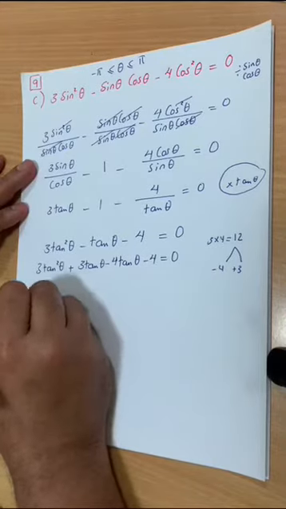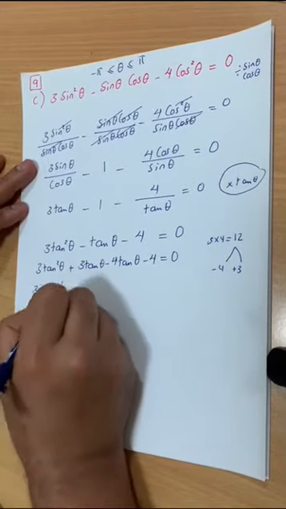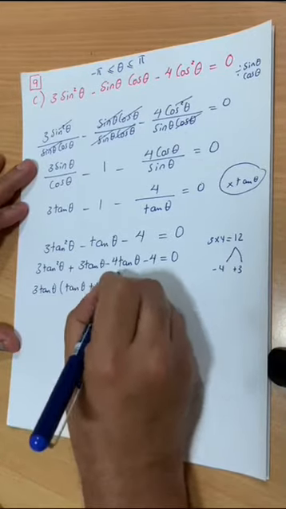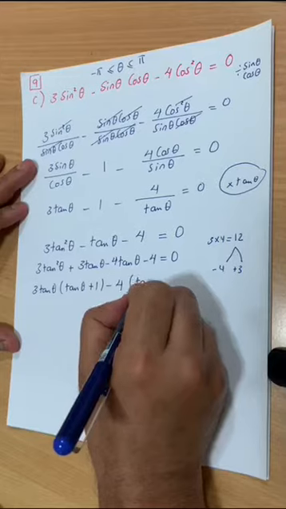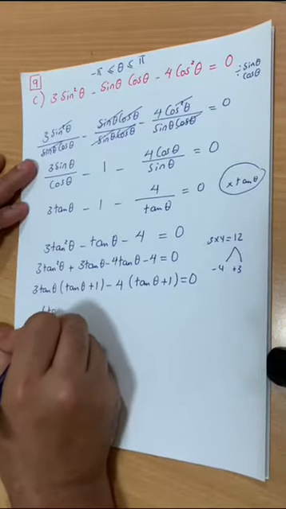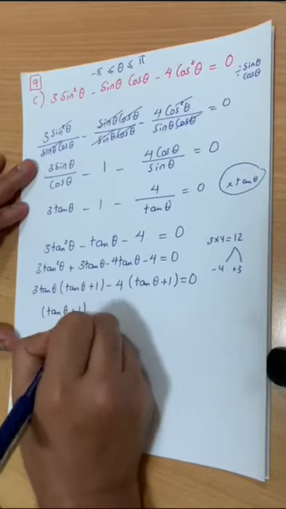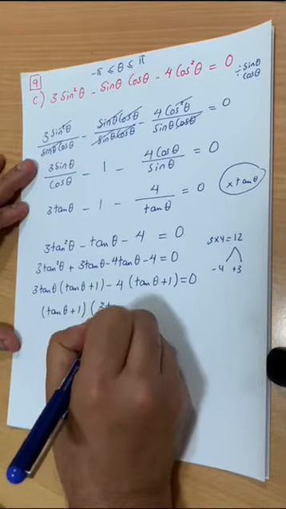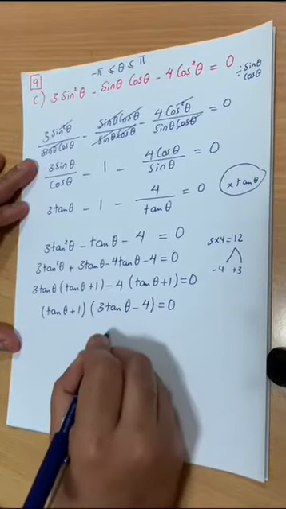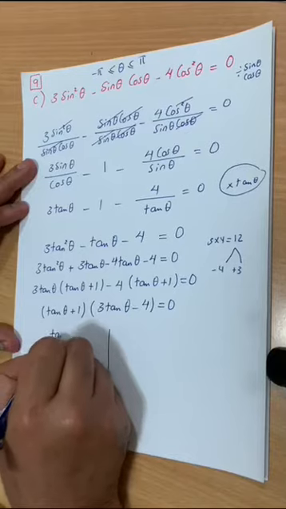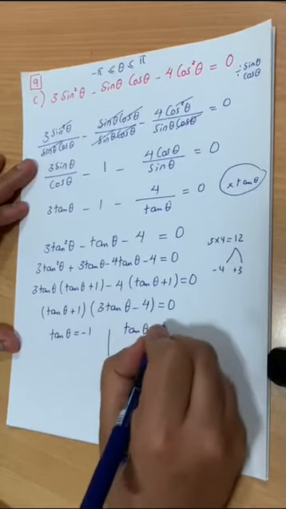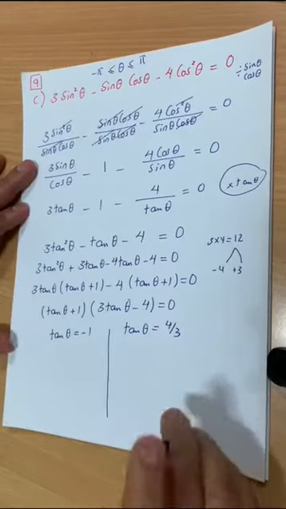From these two terms, take 3 tan theta as a common factor and only tan theta plus 1 is left. From these two terms, take negative 4, so tan theta plus 1 equals 0. We can take tan theta plus 1 as a common factor, then only 3 tan theta minus 4 is left. Tan theta is equal to negative 1 and tan theta is equal to 4 over 3.